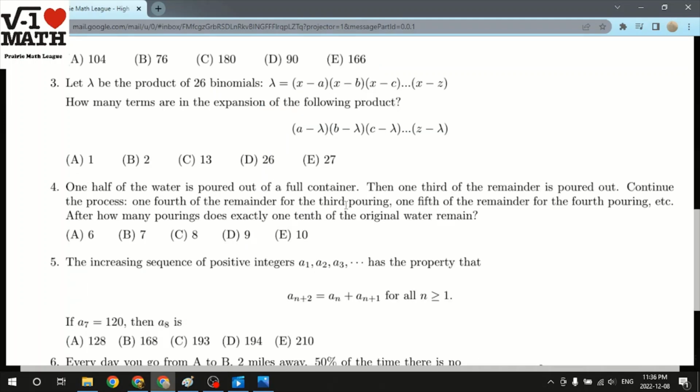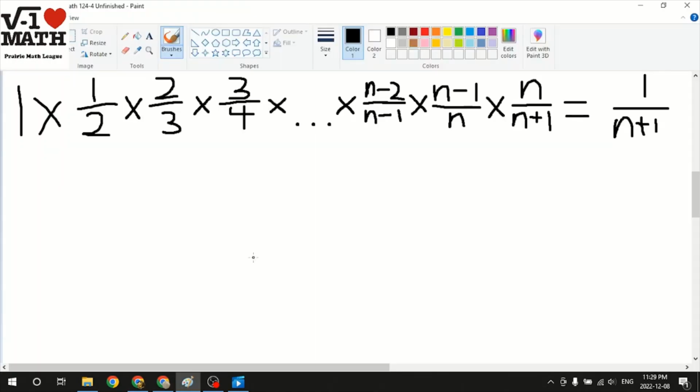Question 4. 1/2 of the water is poured out of a full container, then 1/3 of the remainder is poured out. Continue the process, 1/4 of the remainder for the third pouring, 1/5 of the remainder for the fourth pouring, etc. After how many pourings does exactly 1/10 of the original water remain?